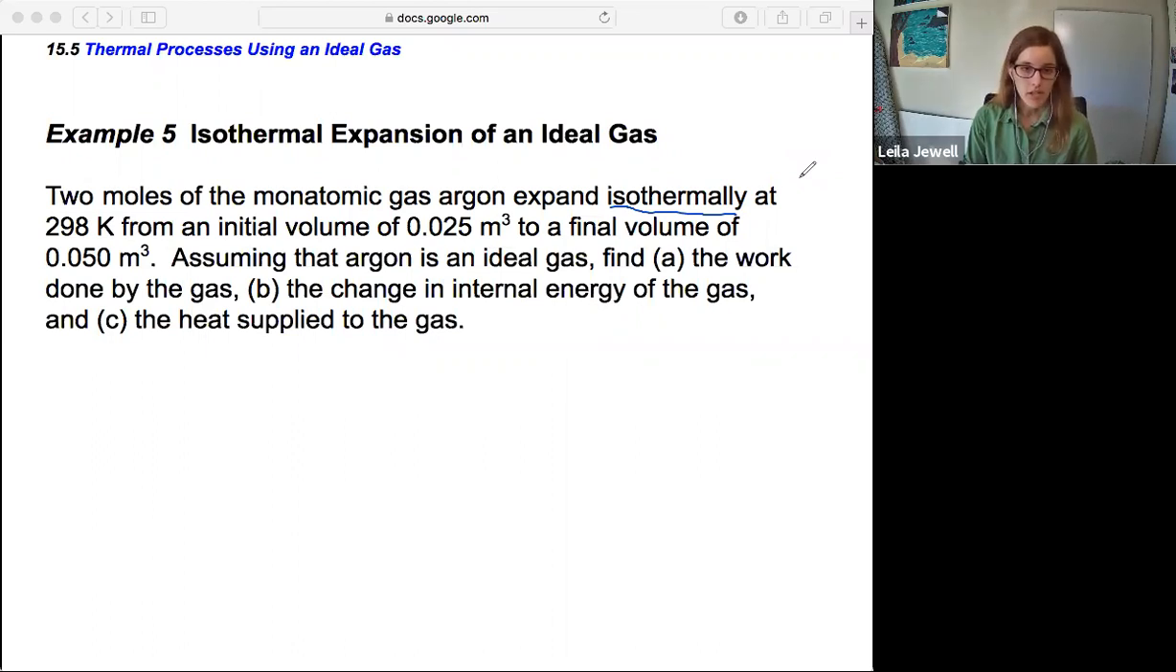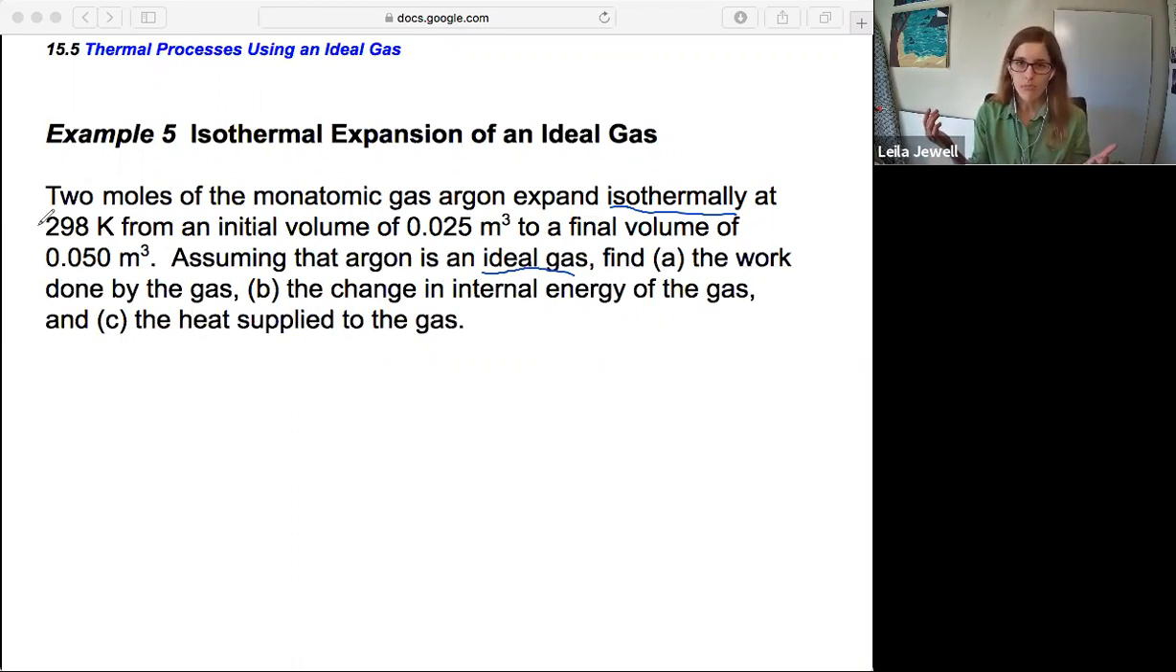Assuming that argon is an ideal gas, find A, the work done by the gas, B, the change in internal energy of the gas, and C, the heat supplied to the gas. So notice it tells us it's an ideal gas and it's isothermal. So that means we can use that work equation we just got. We have the initial volume, the final volume, as well as the temperature that this occurs at. Is this the final or the initial temperature? Yes, it is the temperature because it's isothermal. It's the same temperature throughout.